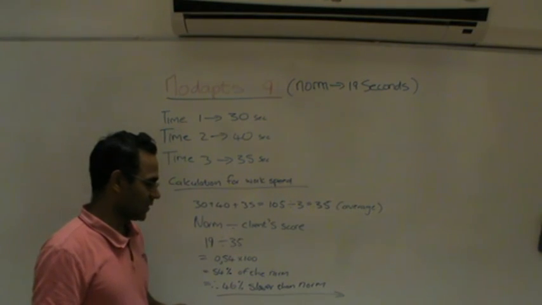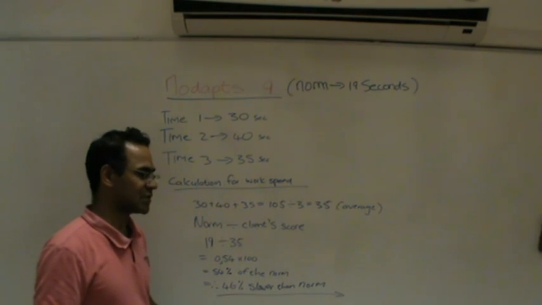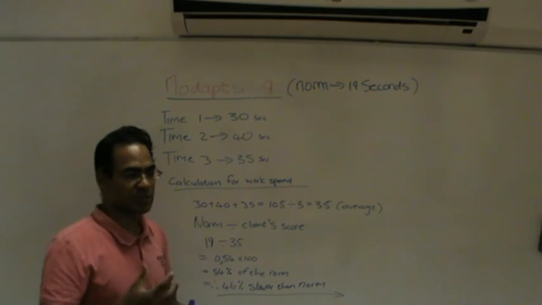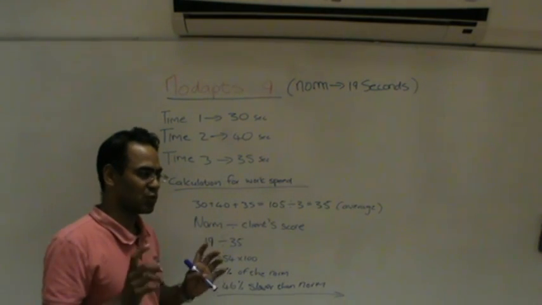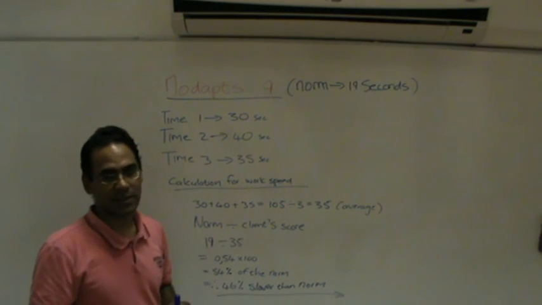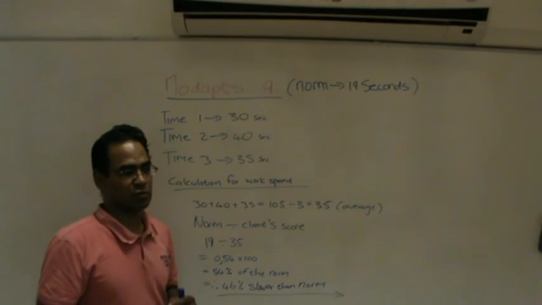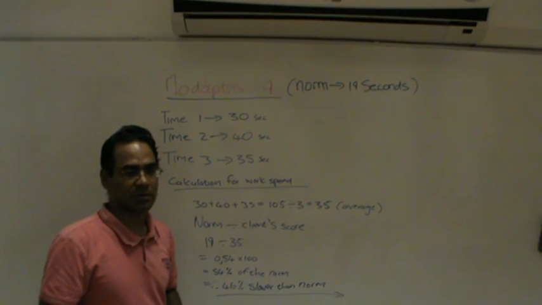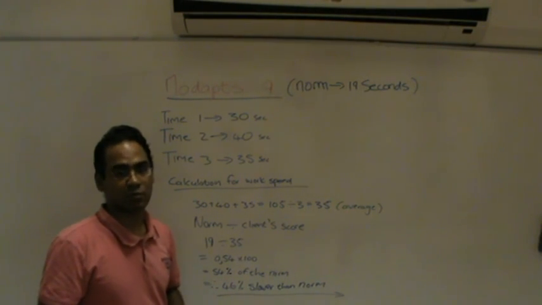And if you should think about this functionally, if your client is 46% slower than the norm for this particular task, it could give you an idea that the client might struggle to do tasks that are manual in origin, or your client will require more rest breaks than normal.